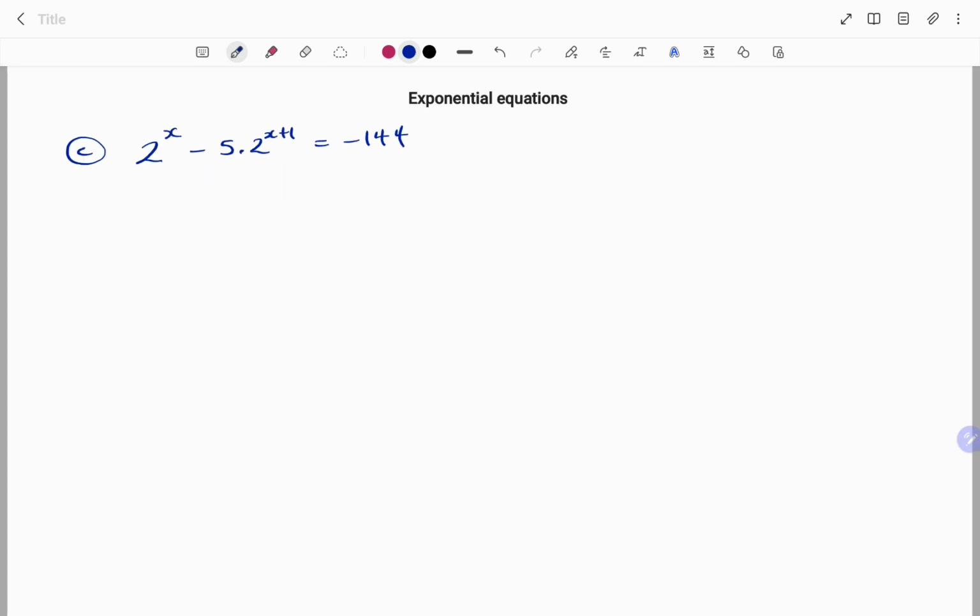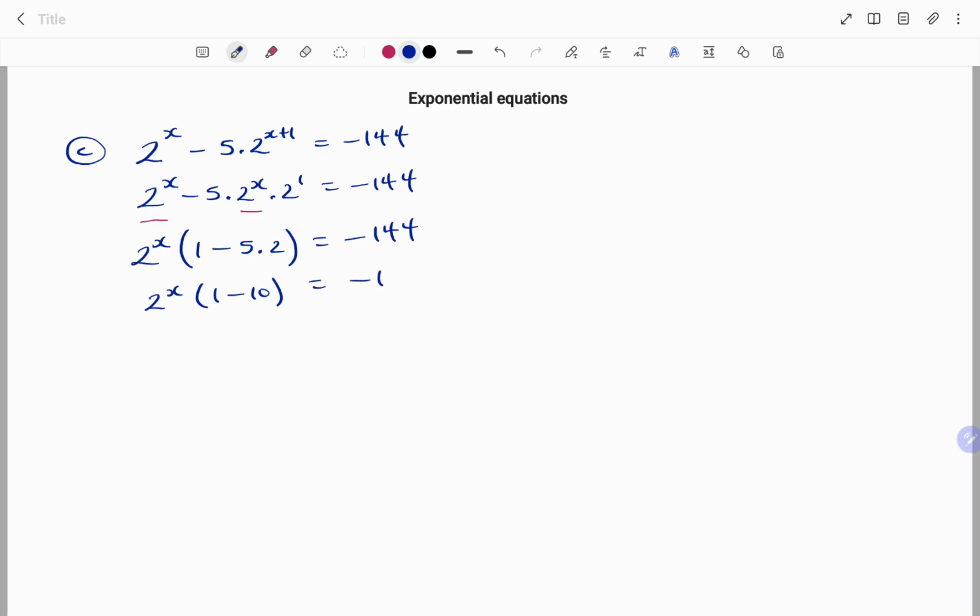In this example, I have 2 to the power of x minus 5 times 2 to the power of x plus 1 equals minus 144. If I split up my exponents, I have 2 to the power of x minus 5 times 2 to the power of x times 2 to the power of 1 equals minus 144. If I check the two terms, 2 to the power of x is common, so I'm going to factorize 2 to the power of x. I'm left with 2 to the power of x in brackets, 1 minus 5 times 2, which is 10, equals minus 144.